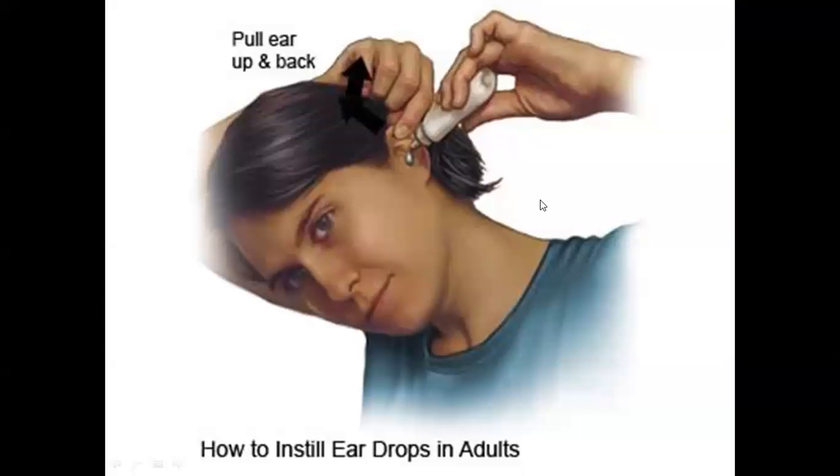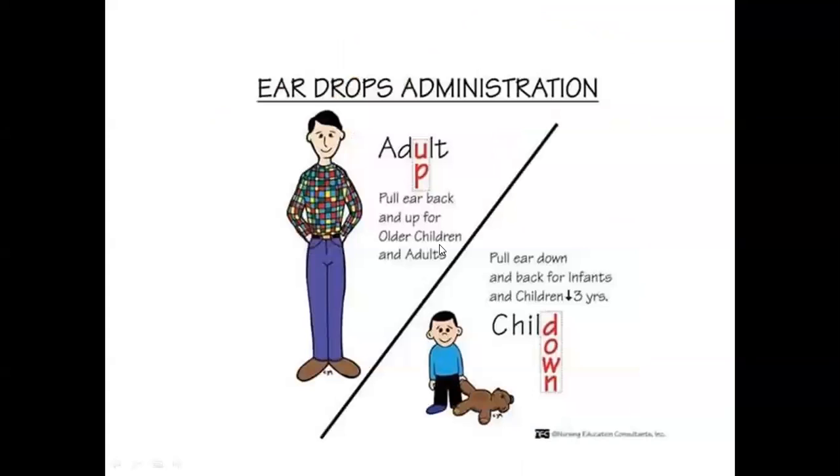So in this picture, we can see when we give the ear drop for an adult, we have to pull the ear back and up. Pull the ear back and up for an adult. What about the children? Pull the ear down and back for infants or children who are under 3 years old.